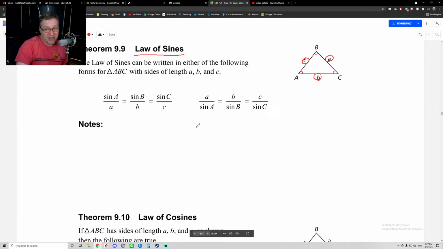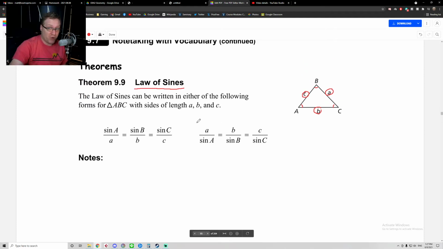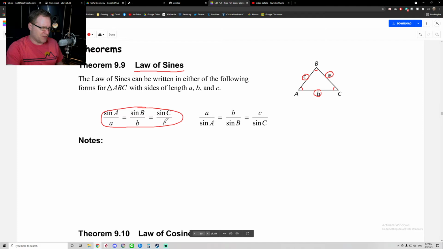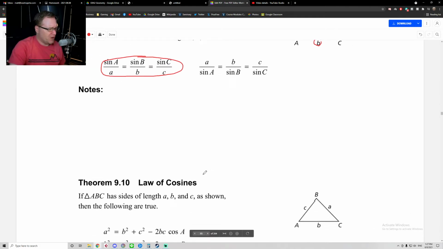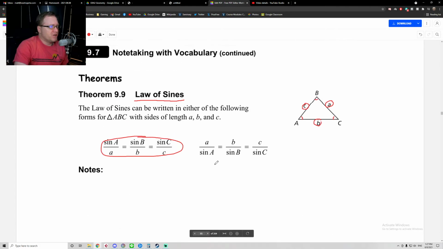Okay, so that is the law of sines, and I'm not going to say anything else about it right now. In a moment, we'll do some practice problems with it, but first we also need to learn the law of cosines. This right here is the law of sines, and you can also flip it upside down: A over sine A, B over sine B, C over sine C. It doesn't matter what is on top or what is on bottom, as long as you keep them all the same.